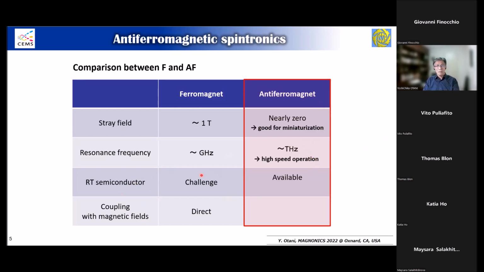So that's why we can expect high-speed operation for application. Also material-wise, in the case of ferromagnet, finding a room temperature semiconductor is challenging. However, for antiferromagnet, it's available. So that means a variety of material choice. But the coupling with magnetic field is an important issue. Antiferromagnet has fully compensated magnetization, so the coupling is indirect and it's very difficult to control. That's why we want to have a functional antiferromagnet.